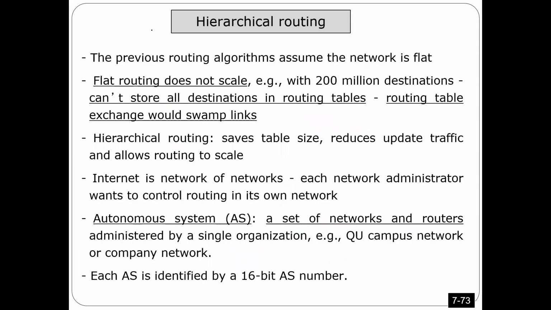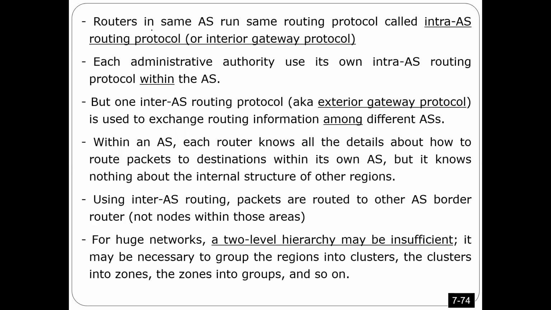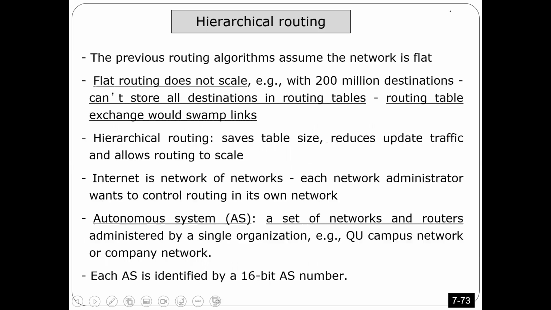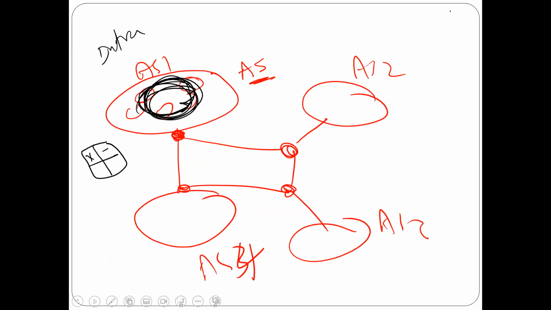So here we need two types of routing protocols. The first one we call the intra-AS routing protocol, or sometimes the interior gateway protocol. We need another routing protocol, which we call the inter-routing protocol, or exterior routing protocol. The first one is used to transmit routing information inside the AS. But between the boundaries we need another routing protocol: if you want to transmit outside this AS, we call it the inter-routing protocol.